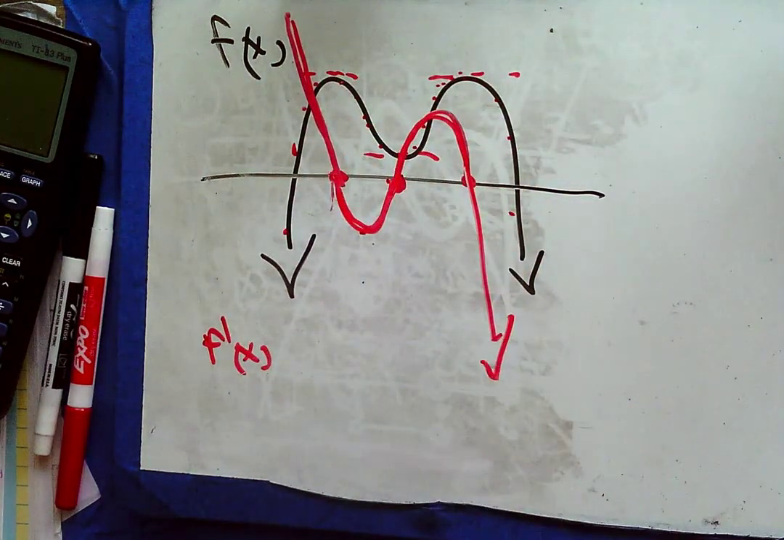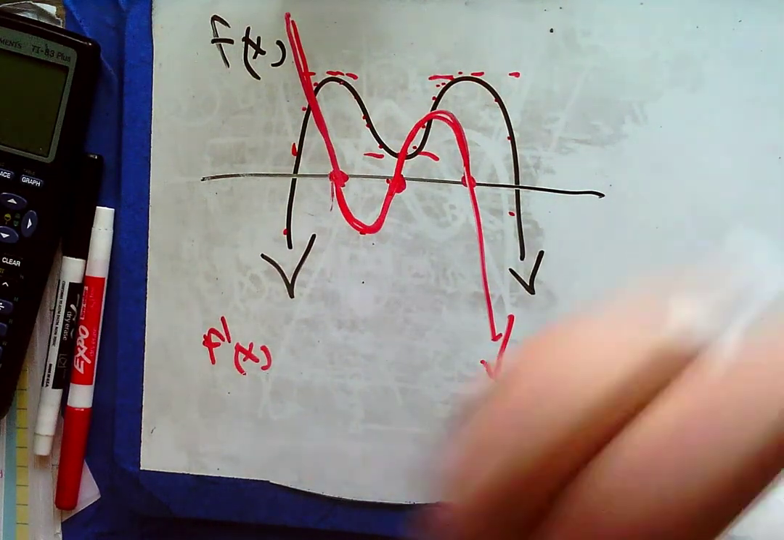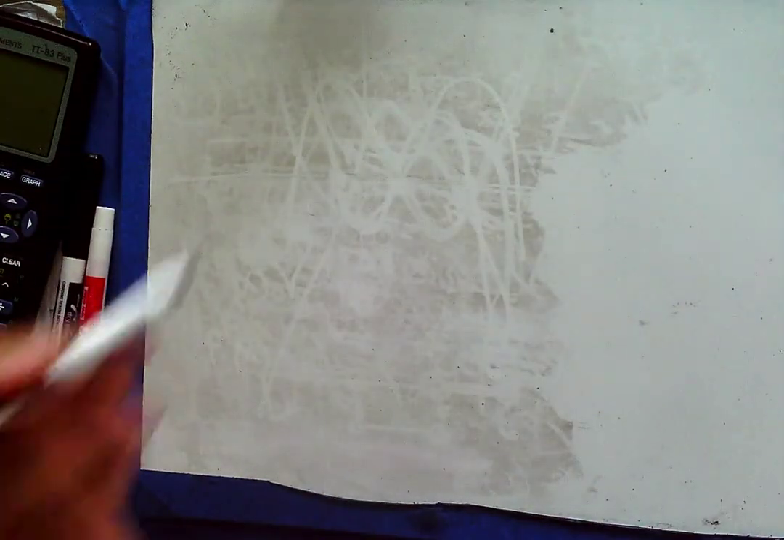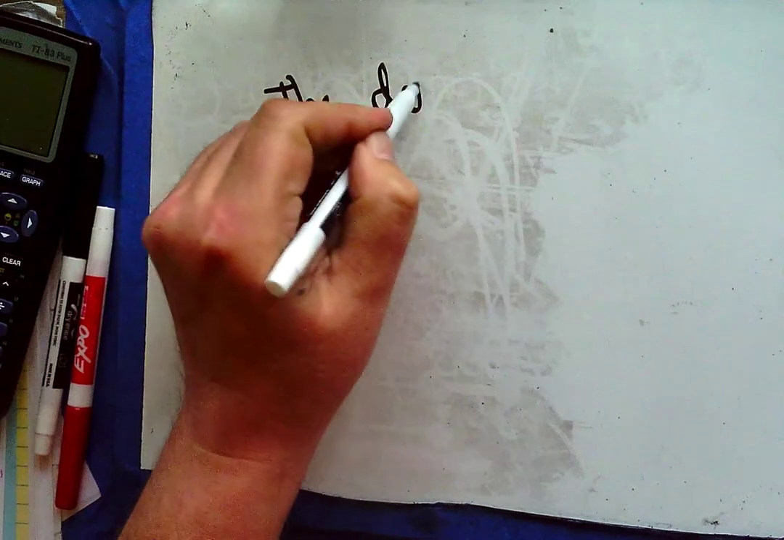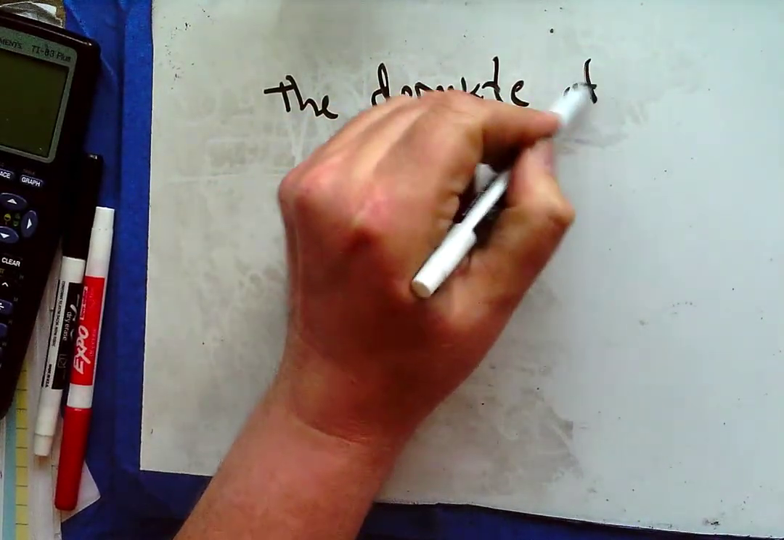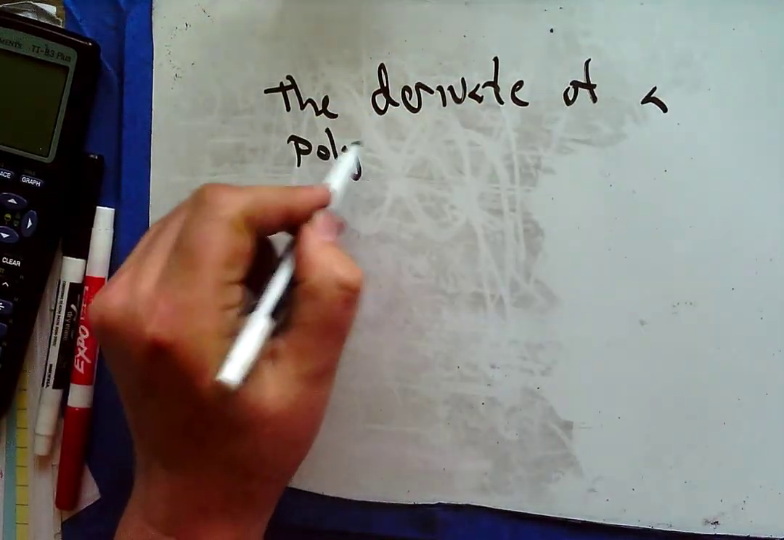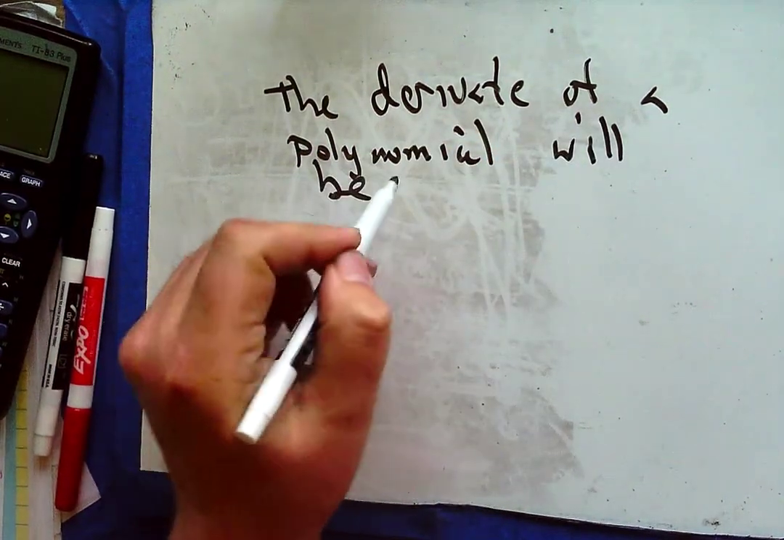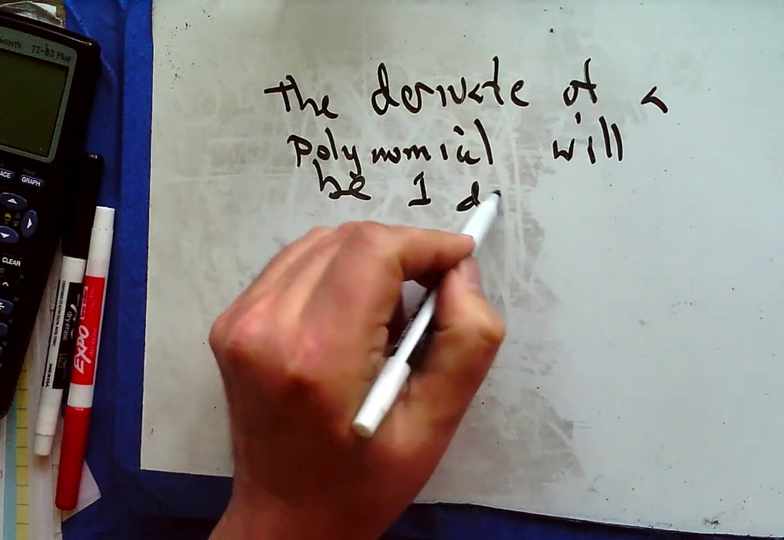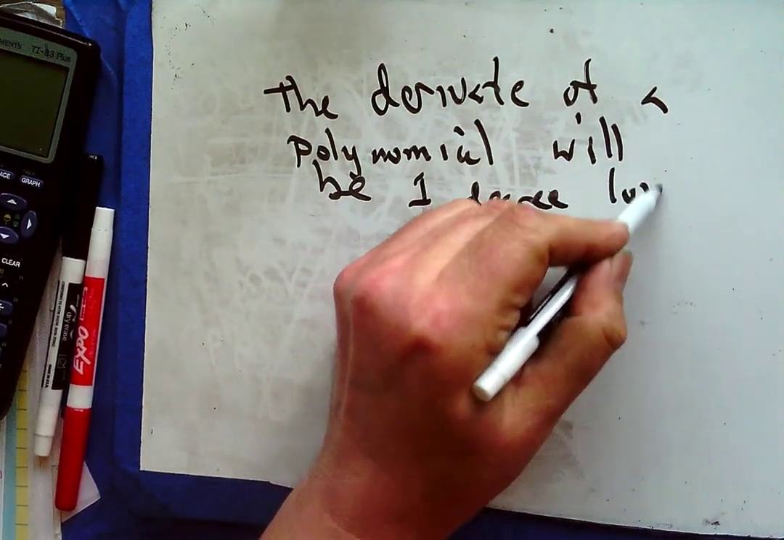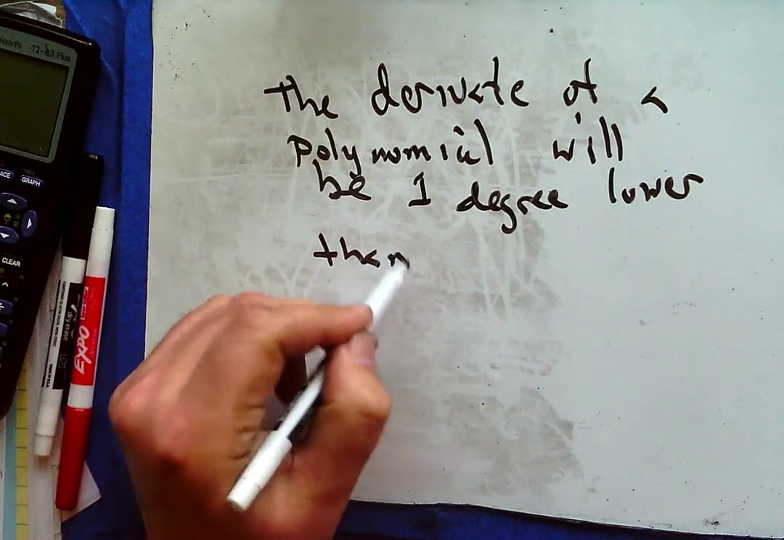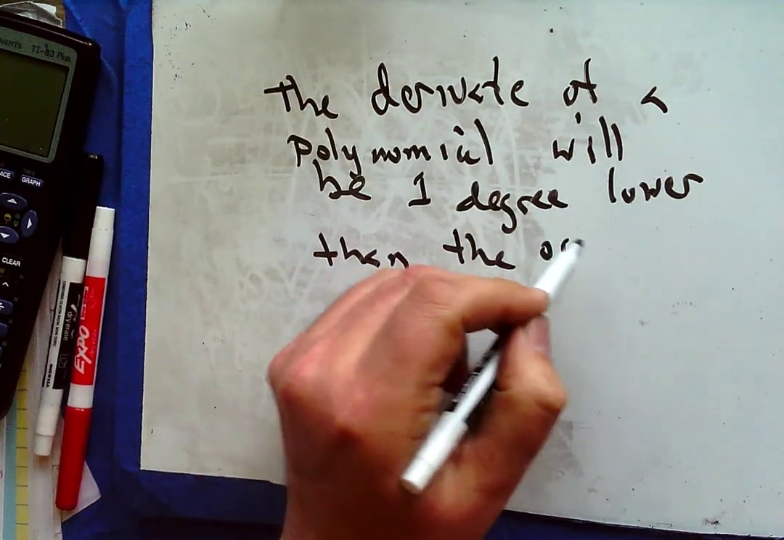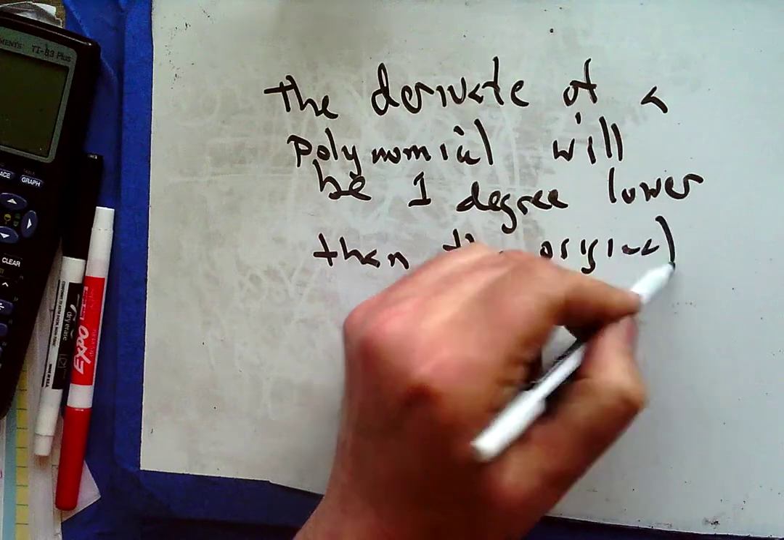It looks like a negative third degree polynomial. So something that is in fact true for polynomial derivatives is the derivative of a polynomial will be 1 degree lower than the original function.